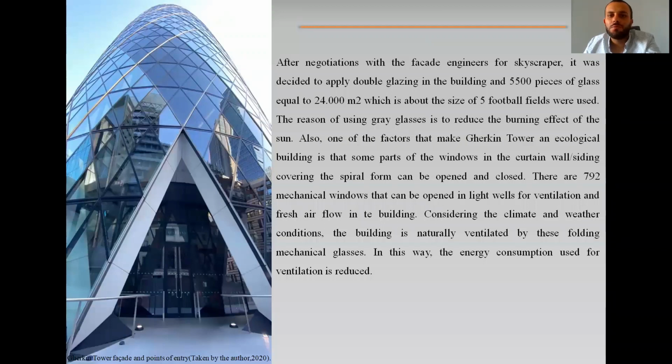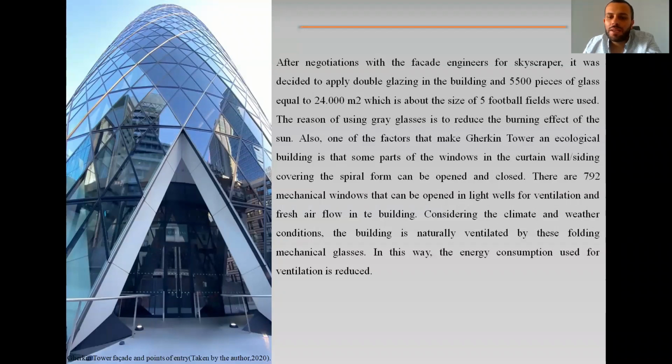After renovation with phased engineers for the skyscraper, it was designed to add double glazing to the building. 5,500 pieces of glass, equal to 24,000 square meters, which is about the size of 5 football fields, were used. There are 792 mechanical windows that can be opened in the light wells for ventilation and fresh air flow in the building.